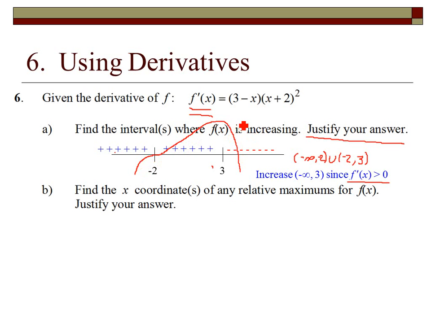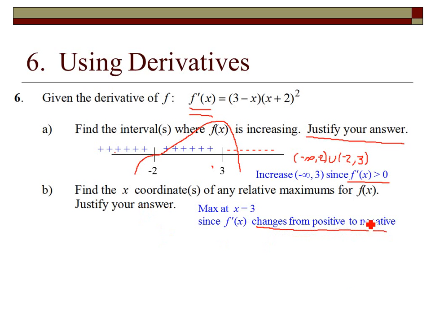Here's your peak. Your peak is at x equals 3. I don't know what the y value is, but I know that the peak is when x equals 3. So max at x equals 3 since f prime changes from positive to negative. That's your answer. This is what you just need right here.